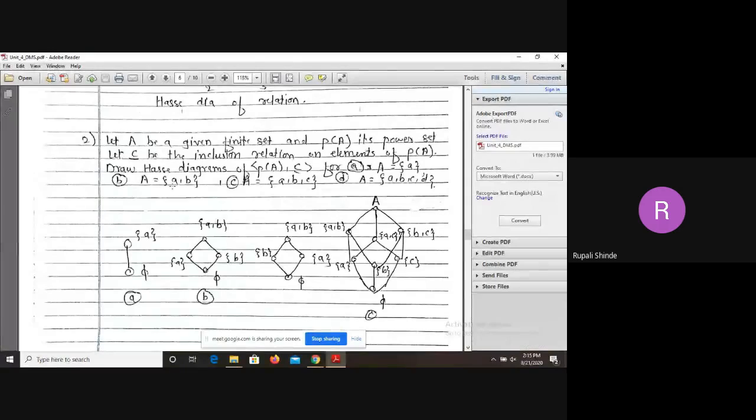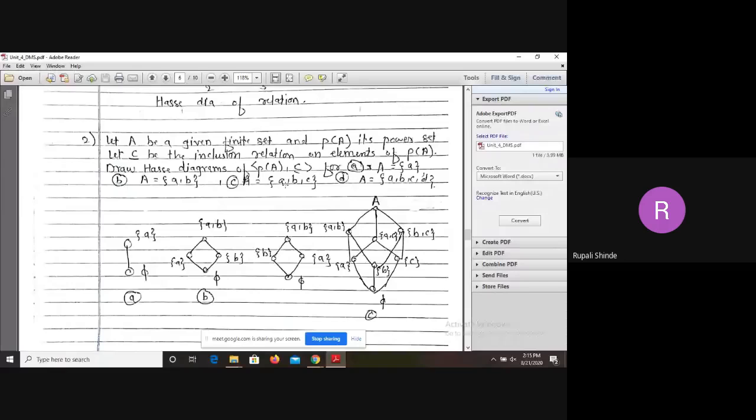Now next example, here set A consists of a, b, that is two elements. So its power set will consist of four elements: phi, set {a}, set {b} and set {a, b}. Again phi is a subset of set {a}, phi is a subset of set {b}, and set {a} and set {b} are subsets of set {a, b}. That's why we have drawn the diagram like this one.